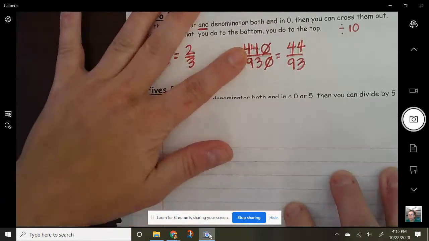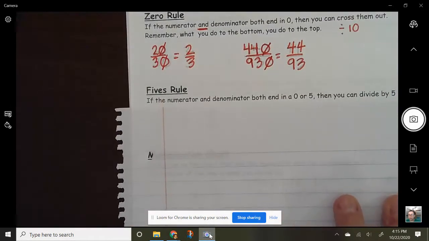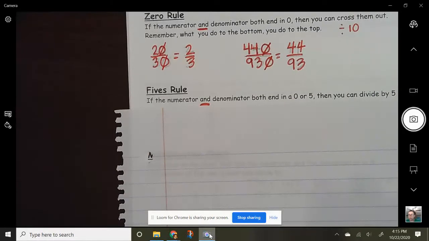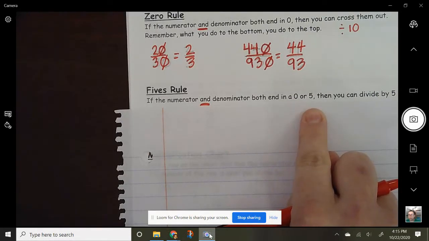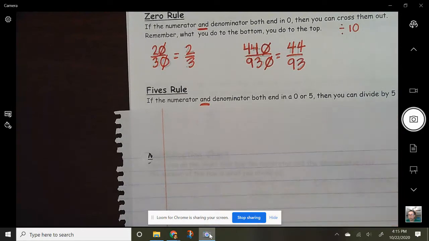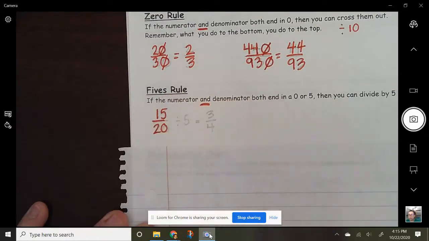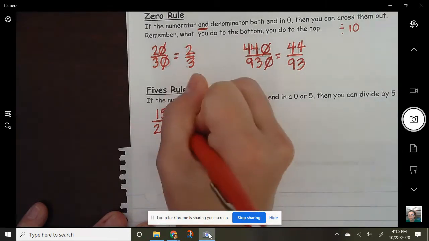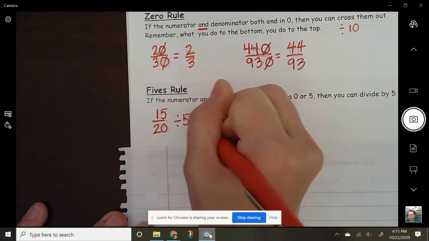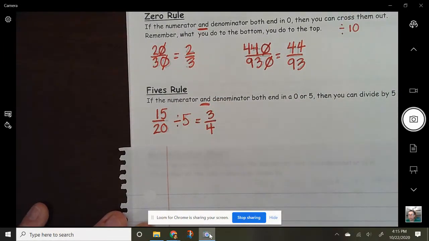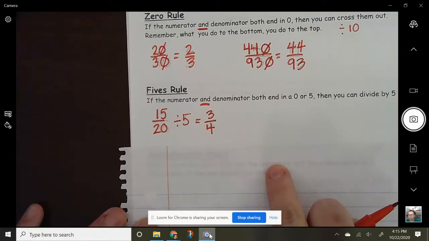Next rule is the 5s rule. If the numerator and denominator both end in a 0 or 5, then you can divide by 5. Okay. Here is an example. The numerator ends in a 5 and the denominator ends in 0. That means they're both multiples of 5, which means I can divide them both by 5. And when I do that, that's what I get. That might not get you to the lowest terms, but it's going to help you get there.